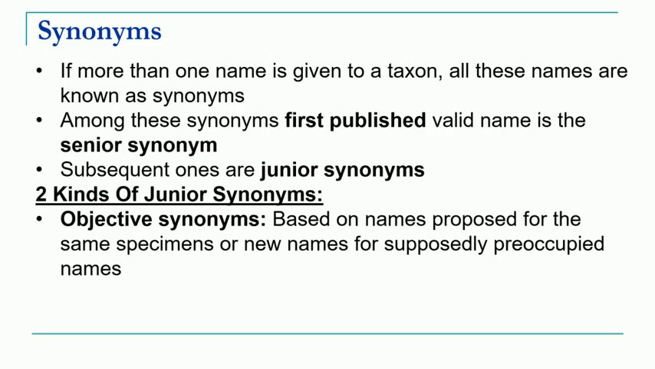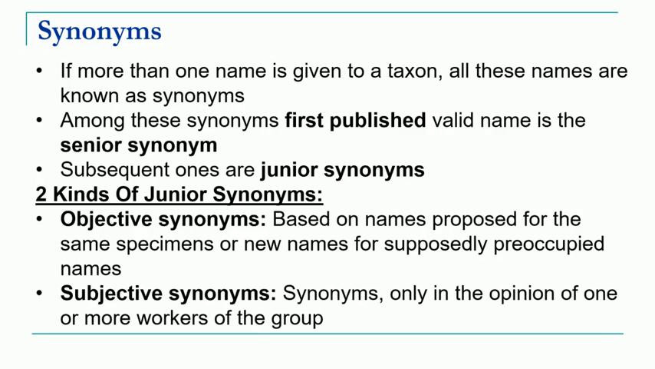So there are basically two types of junior synonyms. First type is called objective synonym. So what is objective synonym? When the name which is proposed for a particular specimen is already used or preoccupied, then it is called objective synonym. And the subjective synonym is the second type, where the synonym is only in the opinion of one or more workers of that particular taxonomic group. So here in subjective synonym, this synonym is subject to opinion of only one or other person of that particular group.